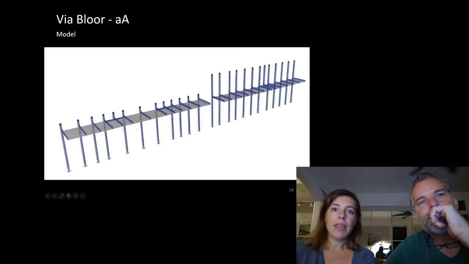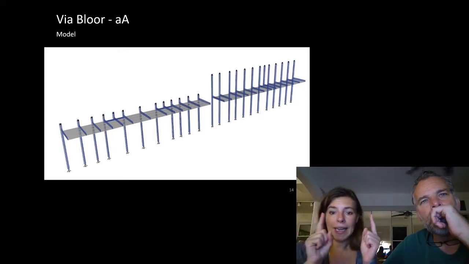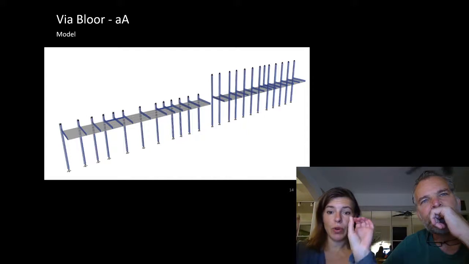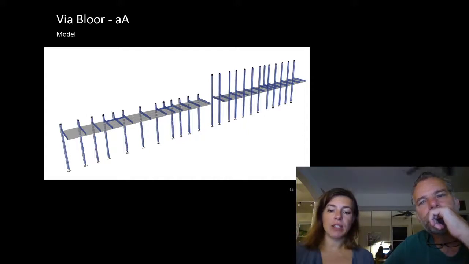So this canopy here tries to go down, it's connected to something back here that tries to twist, so it's moment connected at the ends to transfer that moment into the adjacent columns.